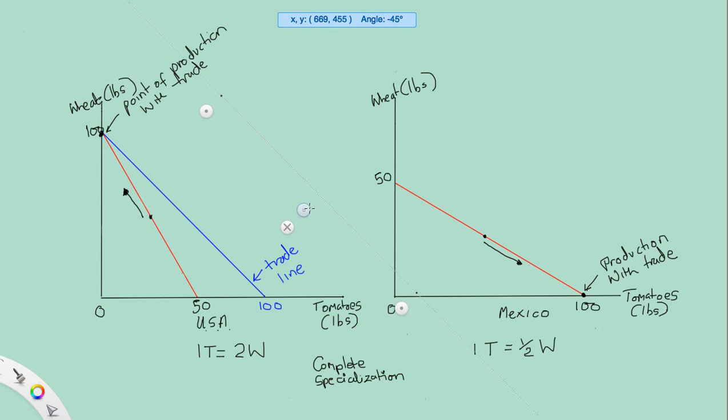And of course the Mexicans specialize in producing tomatoes. So their point of production is here, and then at a rate of 1 for 1, which is the world price, the Mexicans can trade tomatoes for wheat. So this again is the trade line in the other diagram.